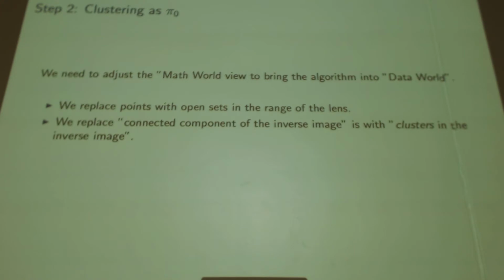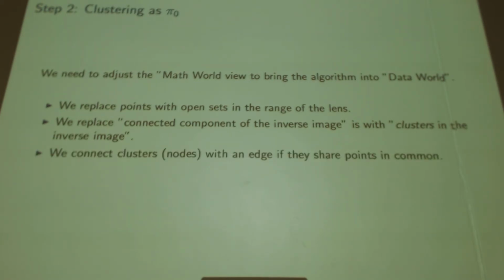So what I do is I replace points in the image with a range, so with an open set in the image of the function, and I'm going to replace connected components of the inverse image with clusters in the inverse image. And then I'm going to take these clusters and connect them with an edge if they share points in common. Right? So in the continuous case, I could just say, do that procedure from top to bottom and draw what you get. In this disconnected data case, I have to tell you how to connect stuff up, and you connect it this way: you connect two clusters with an edge if they share points in common.